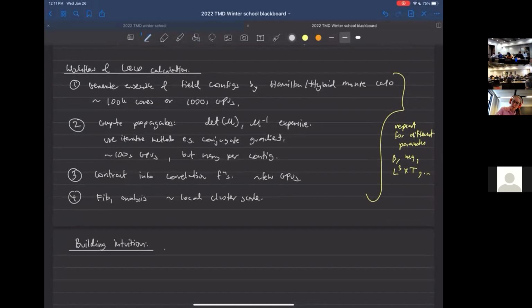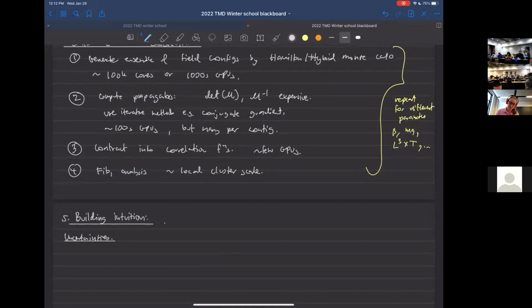Okay, great. So let's think about the last part: uncertainties, and then let's think about what's easy and what's hard. So uncertainties. What uncertainties do we have? Anyone want to shout some out? Statistical uncertainties. Thank you. Those go down like 1 over the square root of the number of measurements you take.